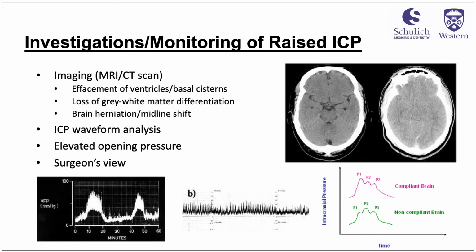The middle one, labeled B, shows what are called B waves, which are rhythmic oscillations of about 1 to 2 minutes. They're kind of crescendo, decrescendo, to levels of 20 to 30 millimeters of mercury. And these are, again, suggestive of raised ICP that's not able to compensate any further.